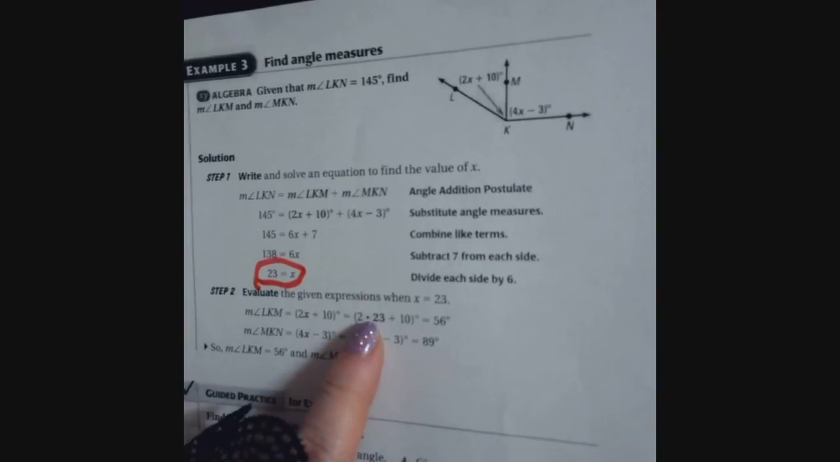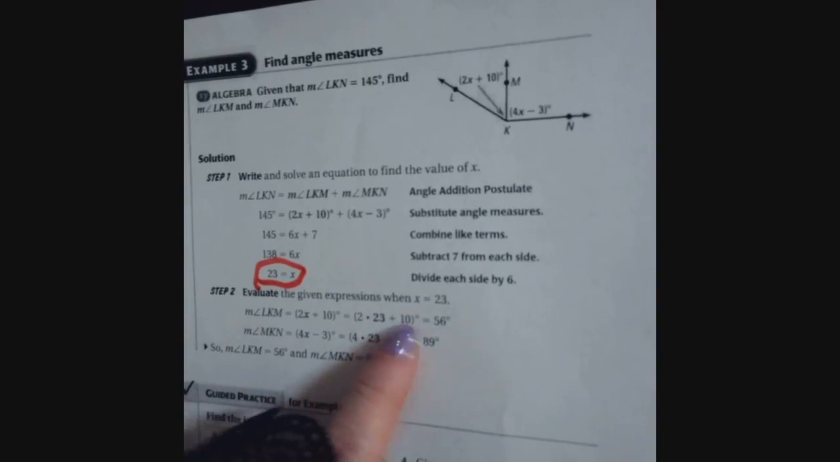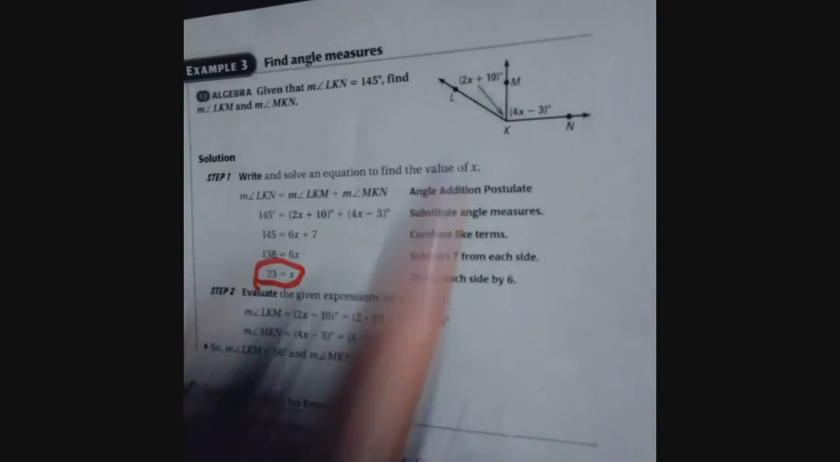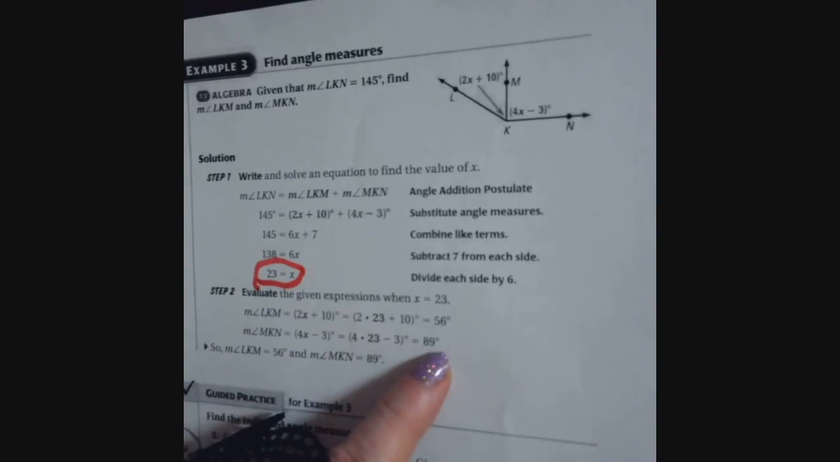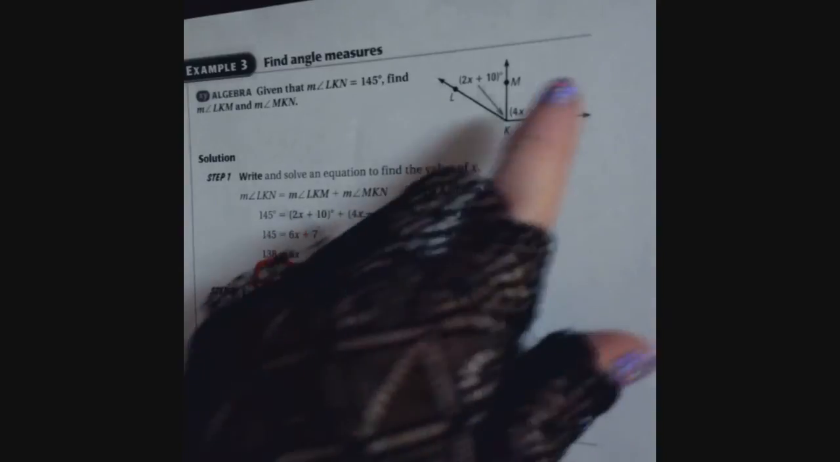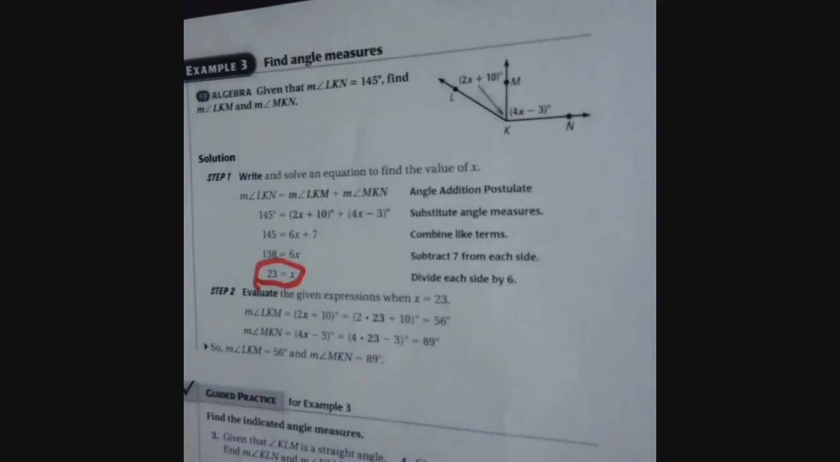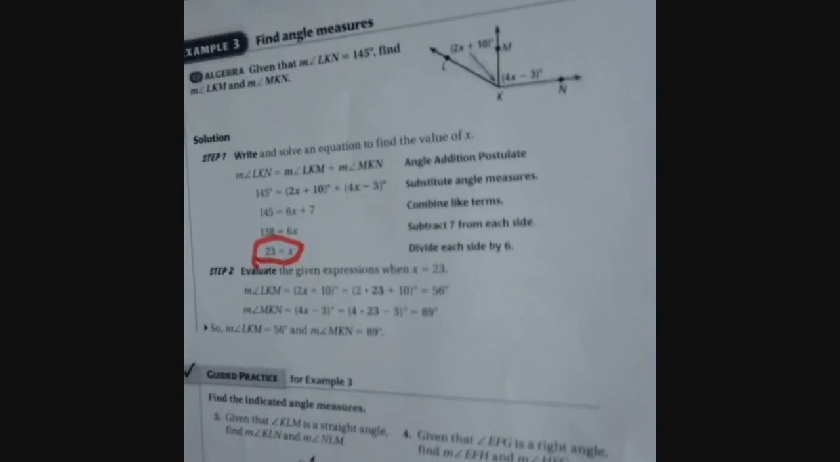So 2 times 23 plus 10 equals 56. So this one is 56. And then we plug into the next one. 4 times 23 minus 3 is 89. So see, it doesn't have that square. So it's not a right angle. It looks like it, but it isn't. So it's 89. So we plugged in, you set up an algebra equation, and then you solved.